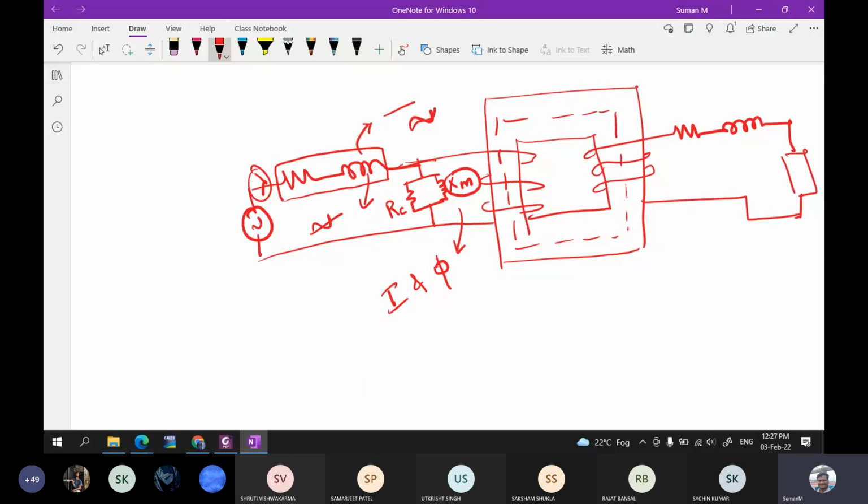Now if some current is flowing through this, some current will be divided here and some current here. This is the current which is going to give the overall magnetization current. This magnetization current is going to have two parts. One is going to represent the core loss, that is the heat dissipation.